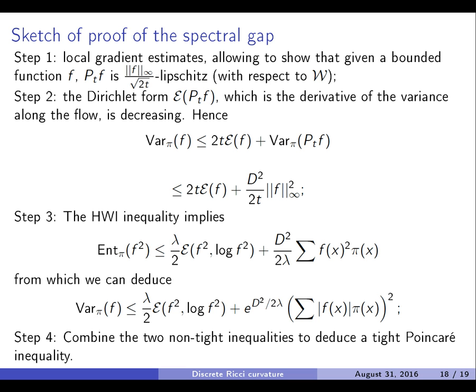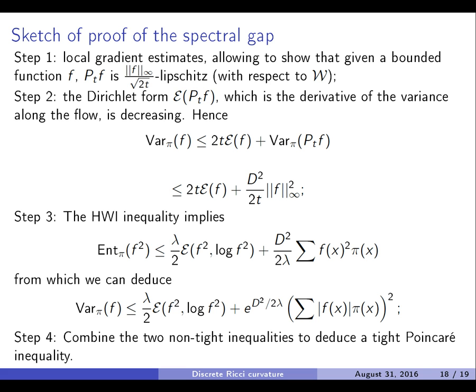And the next step is from the HWI inequality, you can control the entropy by the Dirichlet form and some L2 moment up to the bound on the diameter. And from this, it turns out that it's non-trivial, but it's some algebraic manipulations. You end up with a control of the variance by this slightly modified Dirichlet form and some square of an L1 norm. So right now we don't have a bound of the variance by the Dirichlet form, but we know that there's an error that's controlled both by the L infinity norm and the L1 norm, and the variance is of type L2.